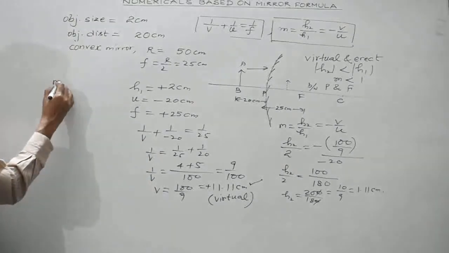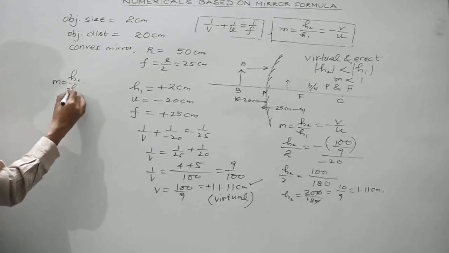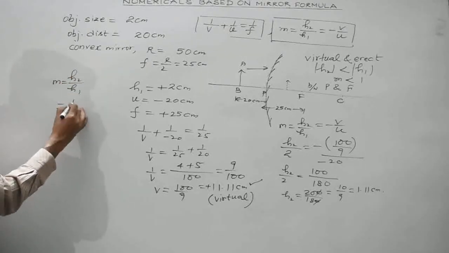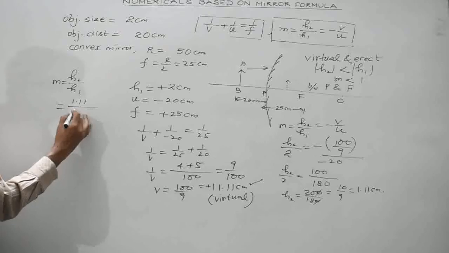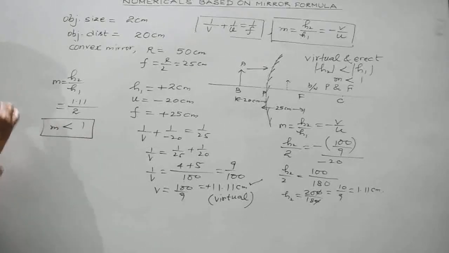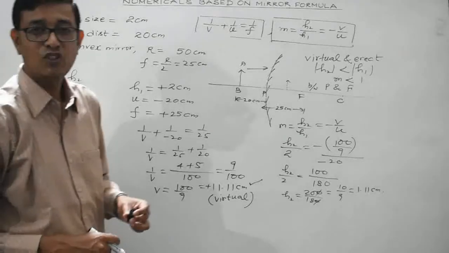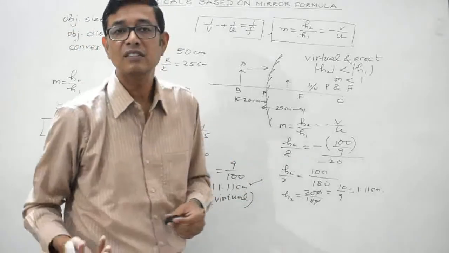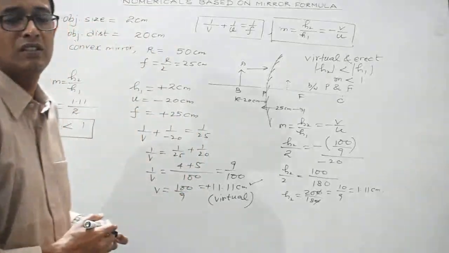So linear magnification is H2 by H1. H2 is about 1.11 and H1 is 2. So it is positive and less than 1. Linear magnification less than 1 means that the size of the image is less than the size of the object.